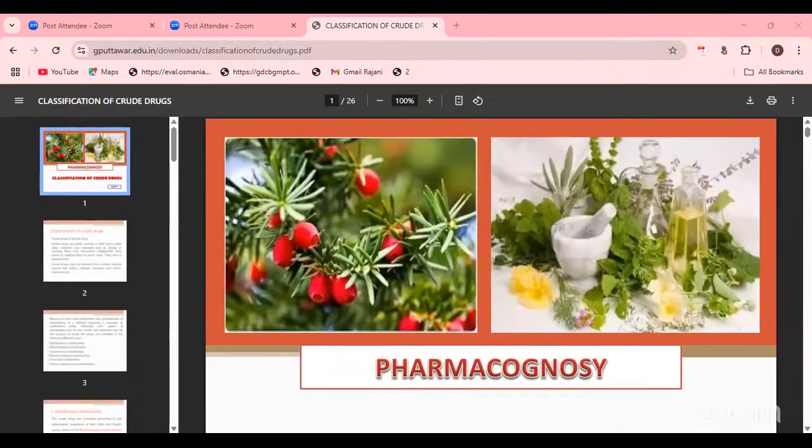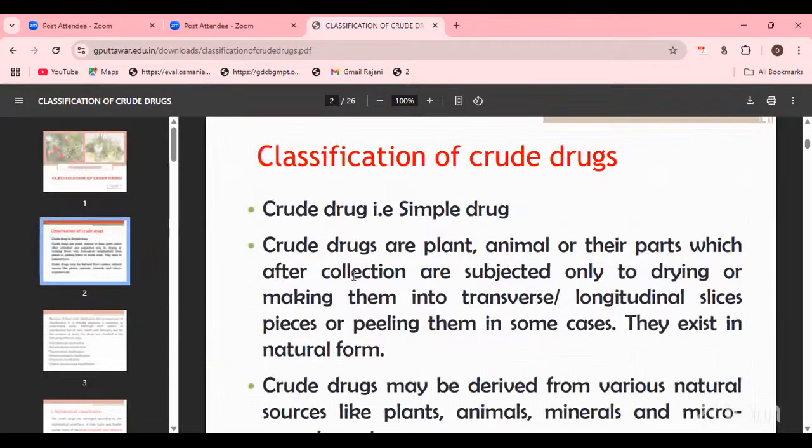The classification of crude drugs. What is the meaning of crude drug? A crude drug is a very simple drug. This is called a simple drug. The name of the crude drug and the main importance of the crude drug is its use.